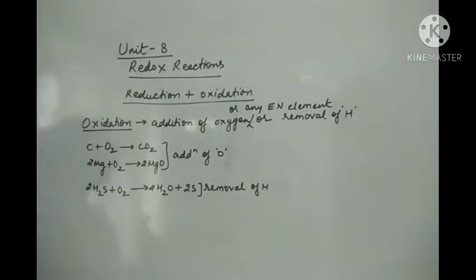There are a few reactions here which can explain the meaning of oxidation. Now you can see C plus O2 gives CO2. Here oxygen is added. Mg plus O2 gives MgO. Here again oxygen is added. So these are oxidation reactions.